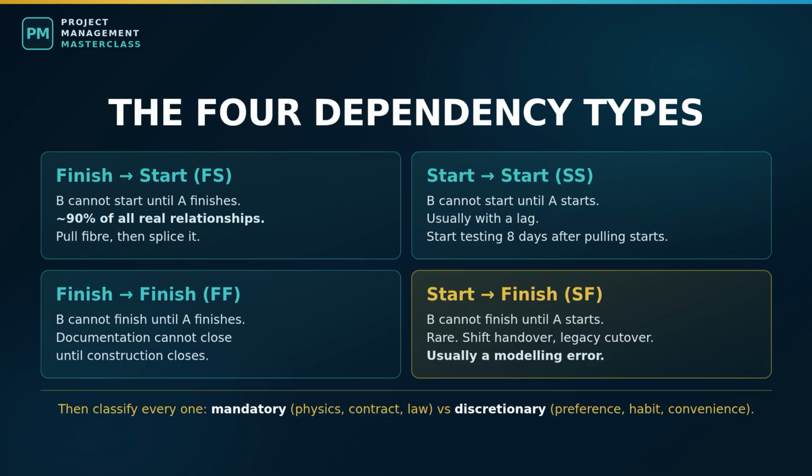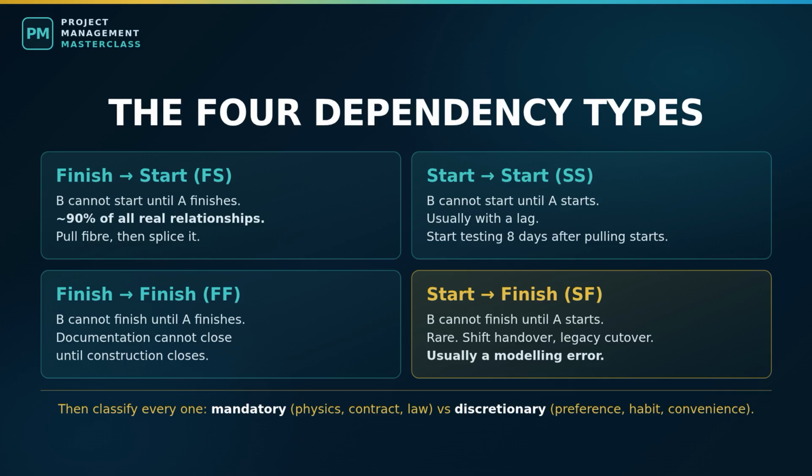Type 3. Finish to finish. The successor cannot finish until the predecessor finishes. As-built documentation cannot be signed off until construction is signed off. Training material cannot be finalized until the system it documents is frozen. The two run alongside each other, and the constraint is on the finish. This one is underused, and it is very often the honest way to model documentation, testing, and quality work.